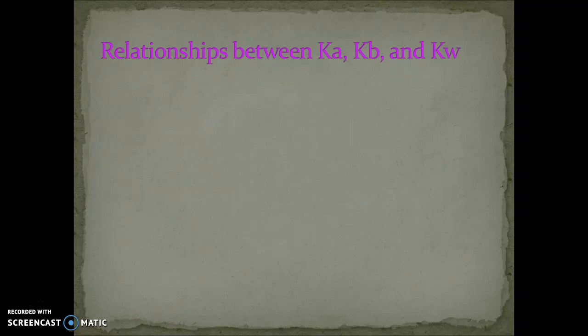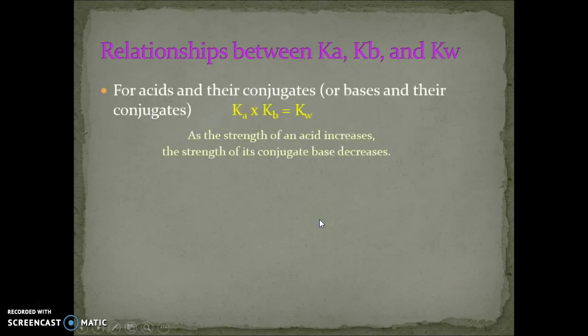Last idea that I want this video to cover is a review of what we talked about earlier, the relationship between Ka and Kb and Kw. For acids and their conjugates, or bases and their conjugates, the Ka times the Kb is equal to the Kw. So as the strength of the acid gets bigger, the strength of the conjugate goes down because they have to multiply out always to give you 1 times 10 to the negative 14.